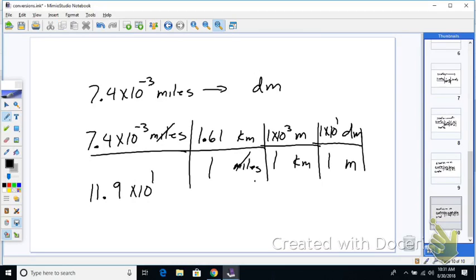So this should be 1.19 times 10 to the second, but we only can show 2 digits, so that should be 1.2 times 10 to the second. Okay? So when we move it over, we add an exponent. And that's how you do a conversion from English to metric. And I think you've done, at least from the things I've seen in the past, quite a bit of work doing English to metric and that.